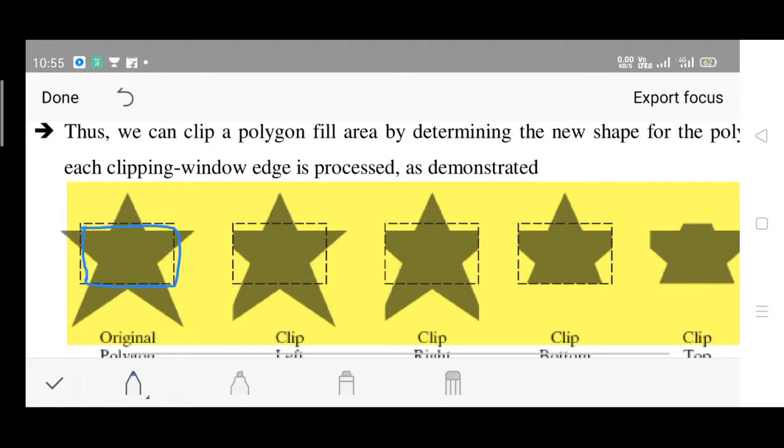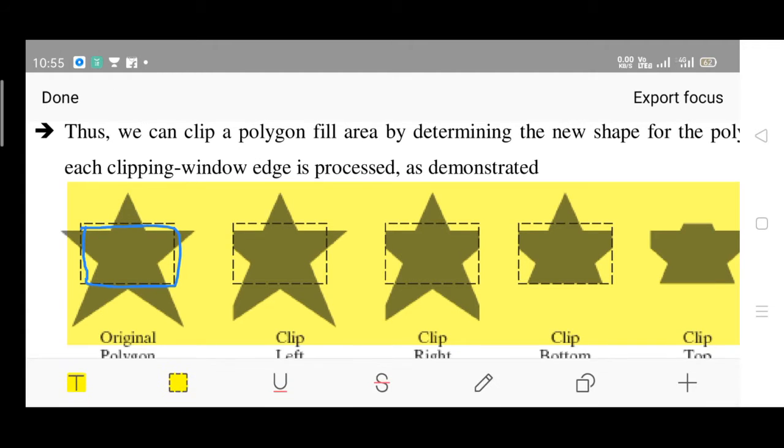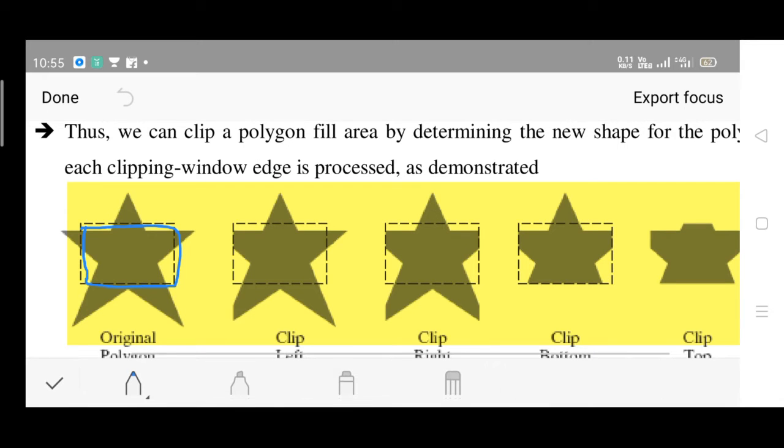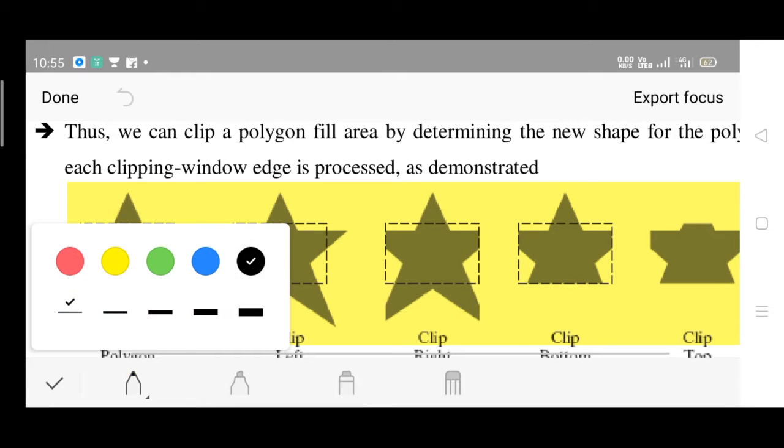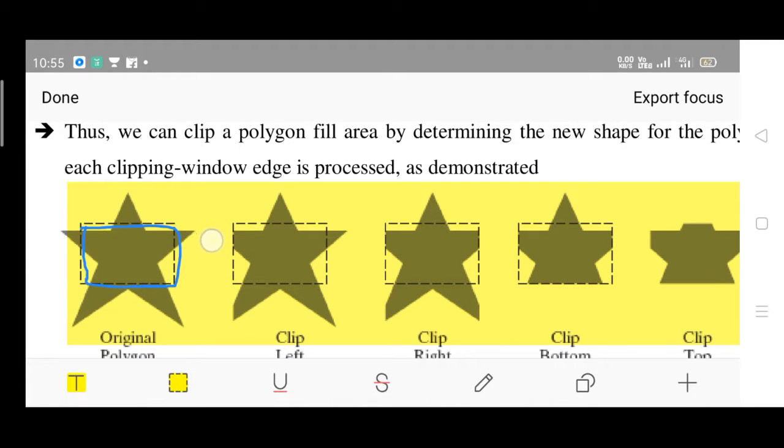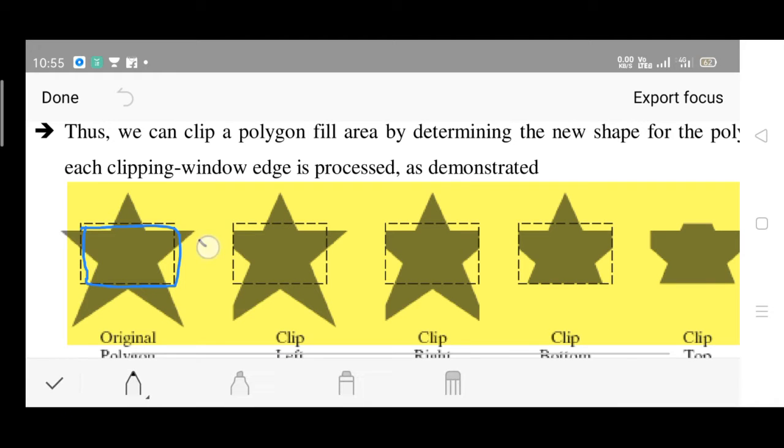Then we are in the first stage. What we are doing is observing any one border of the rectangle; we have selected the left, as you can observe. Let me change the color of this. See here, this particular portion is clipped off. Which portion? The portion of the polygon which is crossing the left-hand side of the rectangle clipping window is clipped off.